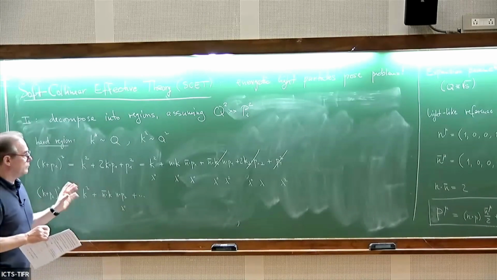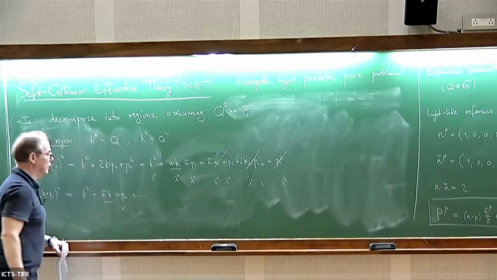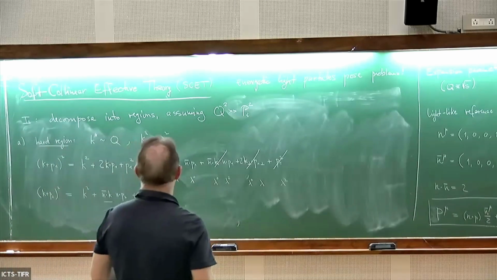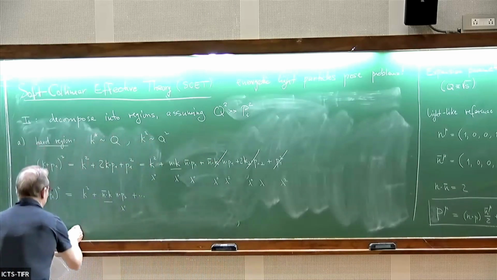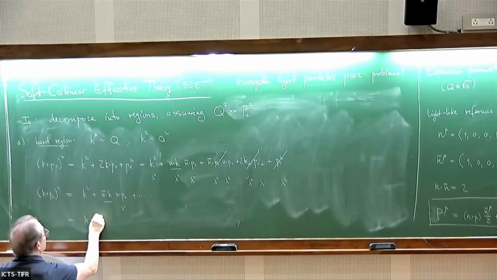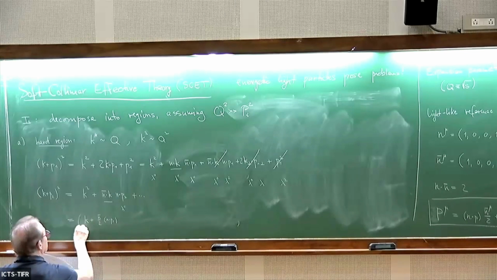Now here I encounter in my loop integral light cone components of the loop momentum. In principle, there is no problem. But I'm going to use a trick now. I'm going to write this in the following form: k plus n bar over 2 times n dot p2, and this whole thing squared.